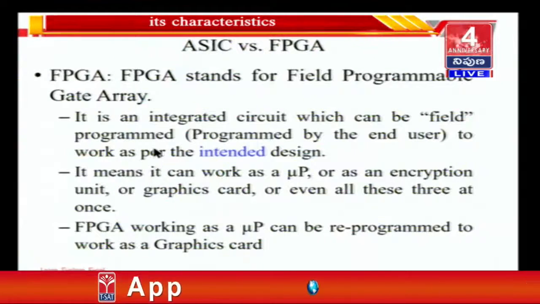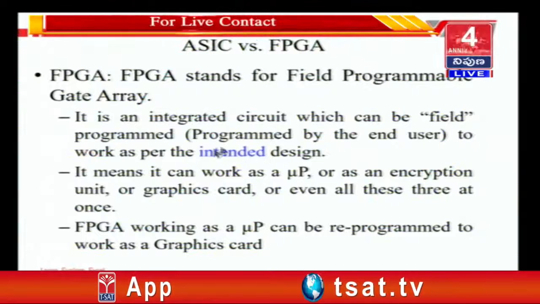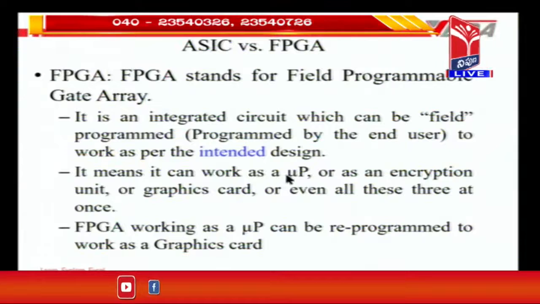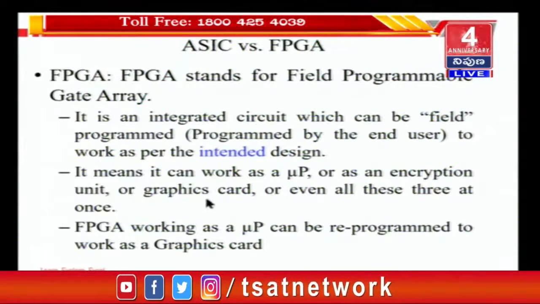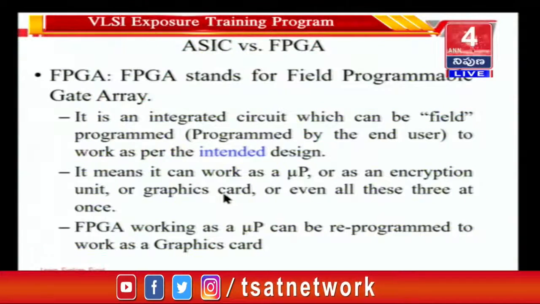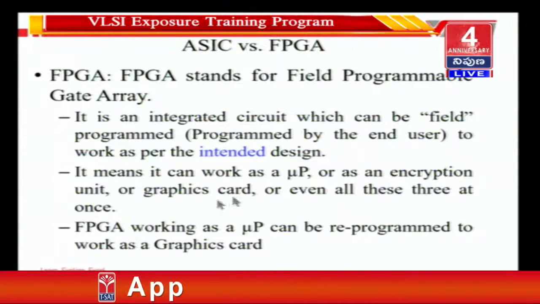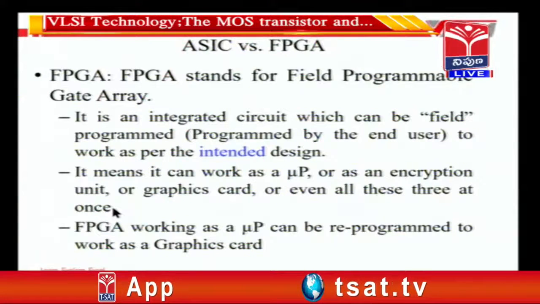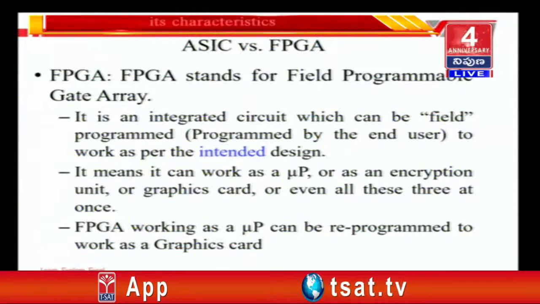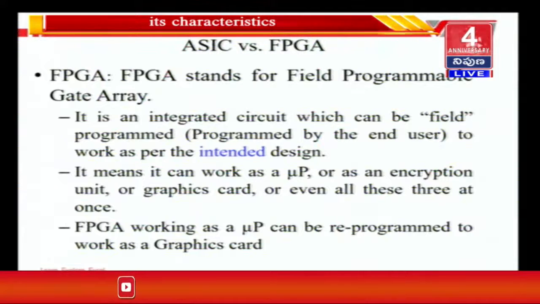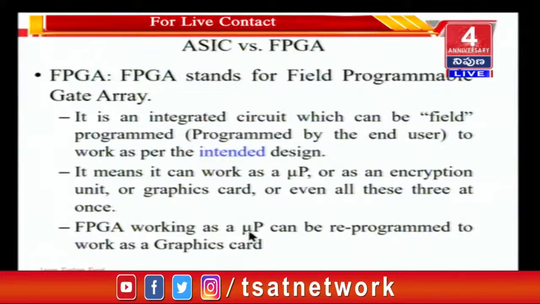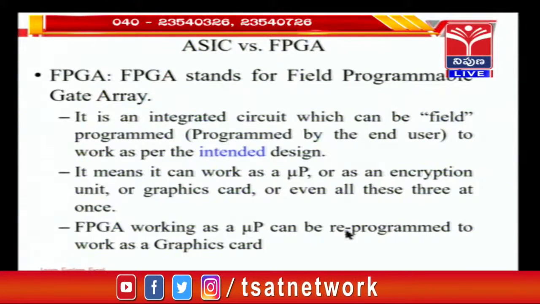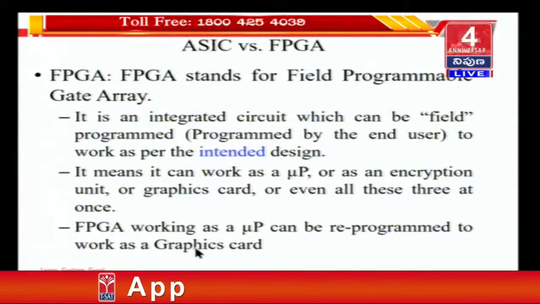This means that an integrated circuit which can be field programmed can either work as a microprocessor, or it can work as an encryption unit, or a graphics processor, a graphics card, or even all these three at once. A part of it can work as a microprocessor, a part of it can work as a graphics unit. Technically that is possible. An FPGA working as a microprocessor can be reprogrammed to work as a graphics card also.